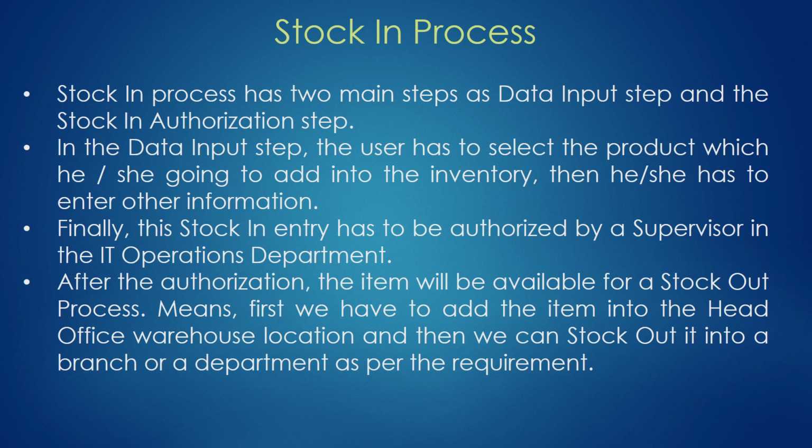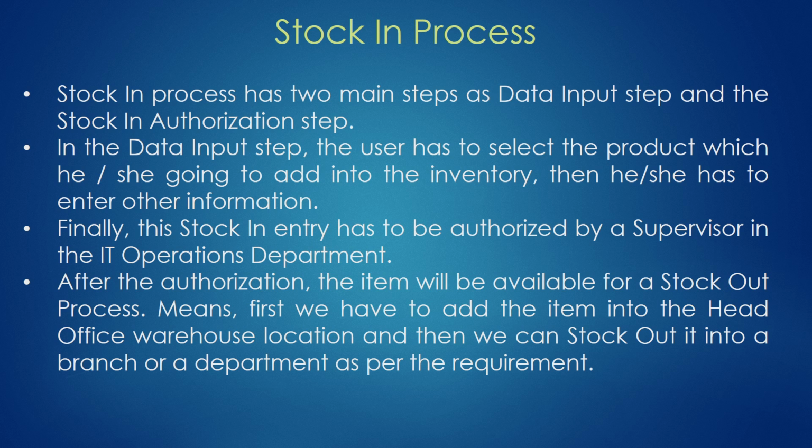The stocking process has two main steps: the data input step and the stocking authorization step. In the data input step, the user has to select the product which the user is going to add into the inventory. Then the user has to enter other information. And finally, this stocking entry has to be authorized by a supervisor in the IT operations department. After the authorization, the item will be available for a stock out process.